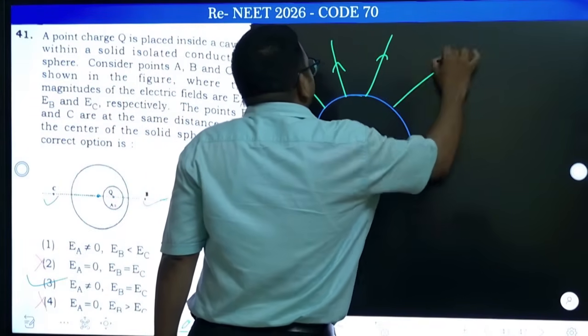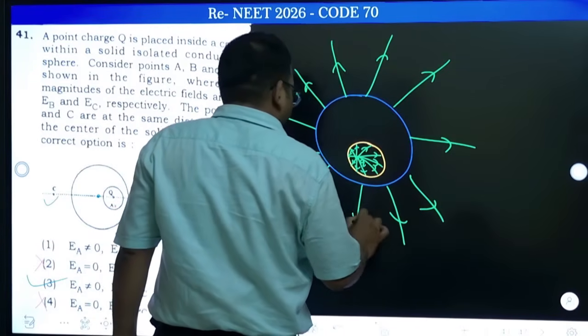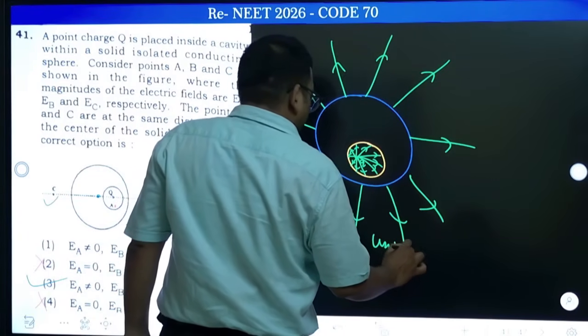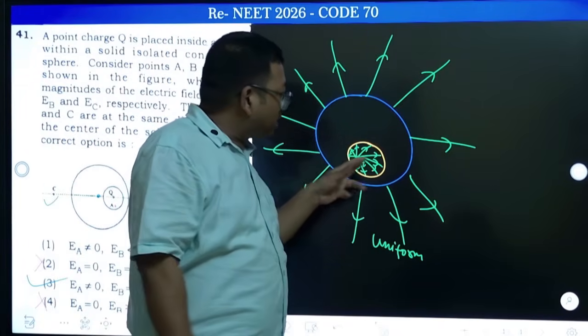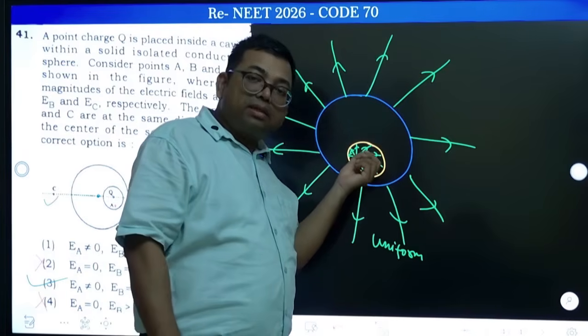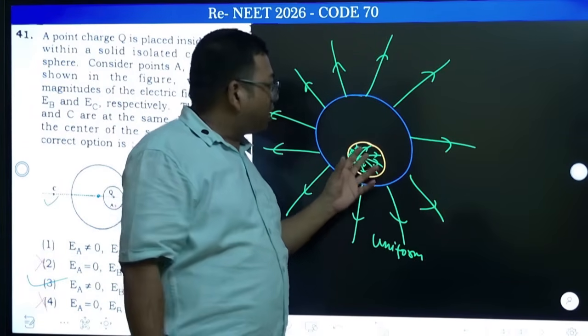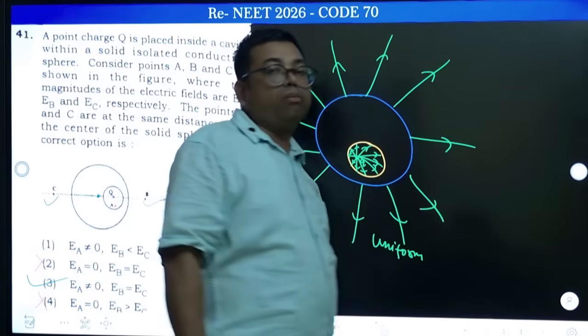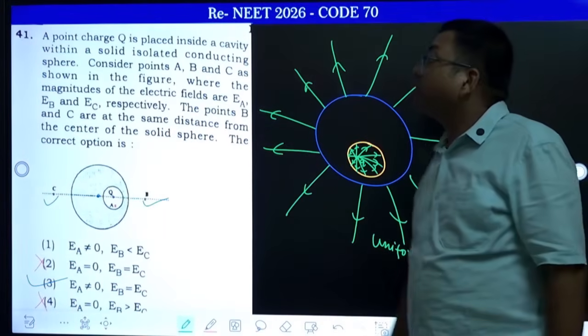Outside this, the field is uniform. Inside the cavity it is non-uniform because of the charge distance. If you keep the charge exactly at the center, then the field lines are uniform, but outside is always uniform. That's a very important concept. They have used this concept. Fine. Let us move to the next.